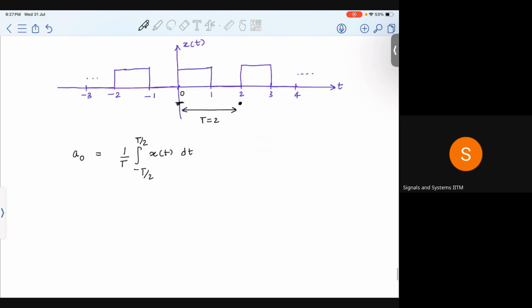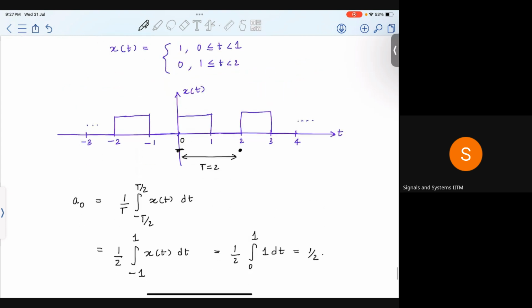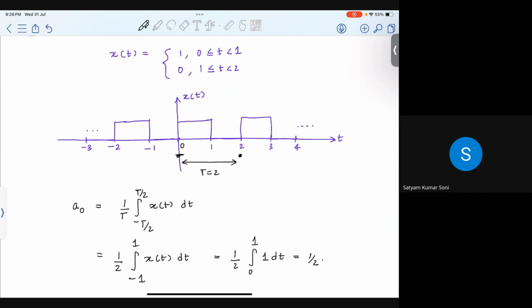And what is your period? Your period is 1 over 2. And what is minus t by 2? Minus t by 2 is minus 1, 2, 1 x of t dt, which is 1 by 2. It's all right. Is that okay? Yes, ma'am.